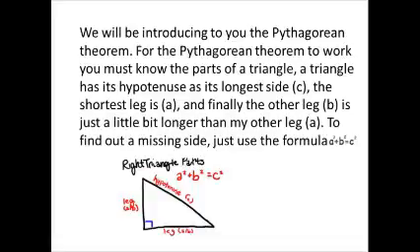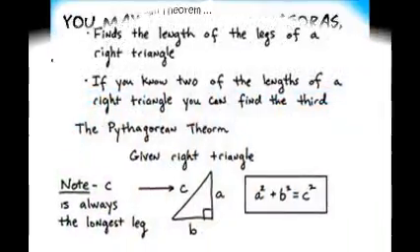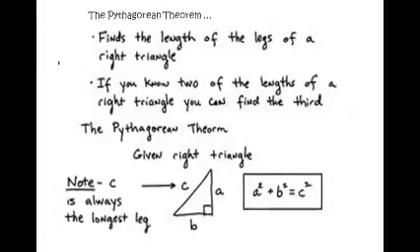A triangle has its hypotenuse as its longest side, which is C, the shortest leg is A, and finally the other leg is B. To find out a missing side, just use the formula a squared plus b squared equals c squared. The Pythagorean theorem helps to achieve finding the side length.